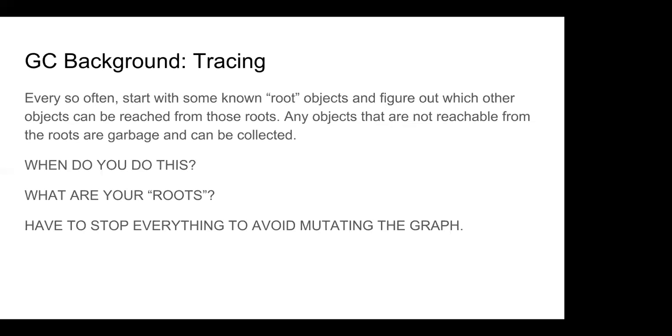Another question is, what are your roots? Different tracing algorithms have different ways of saying, okay, this is the object that I'm going to start with that I know is alive, and then I'm going to trace from there and figure out which other objects I can reach. And then anything that's unreachable is dead. You can perform certain optimizations by selecting your roots in different ways and only searching over those roots at different times. The final thing is that you have to stop everything to avoid mutating the graph if you have multiple threads that are acting on the graph.